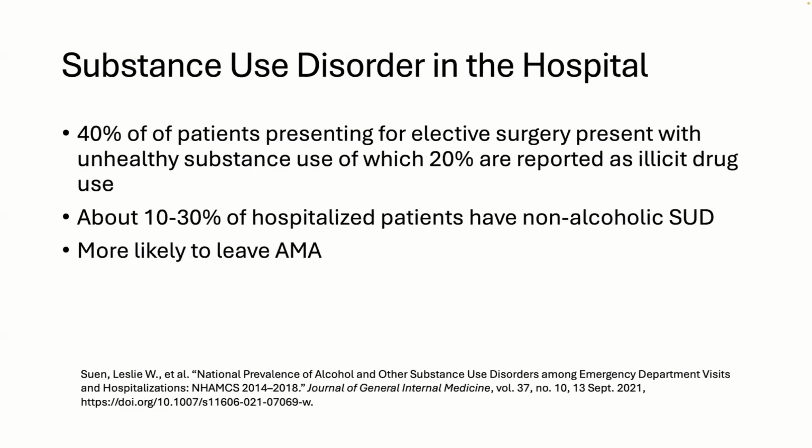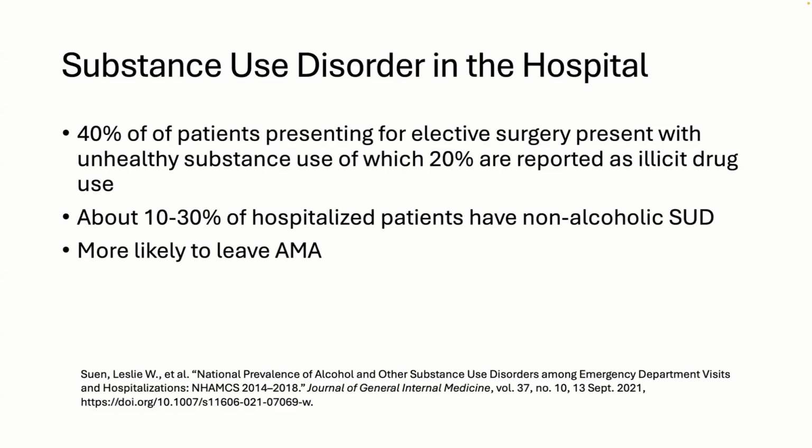So let's look a little bit more closely into substance use disorder in the hospital. Up to 40% of patients presenting for elective surgery have some form of unhealthy substance use, and about 20% report illicit drug use. So even when we think about a routine optimized pre-op population, substance use is still quite frequent there. When we look specifically at hospitalized patients, about 10 to 30% have a non-alcohol related substance use disorder. And that can include opioids, stimulants, and other substances as well.